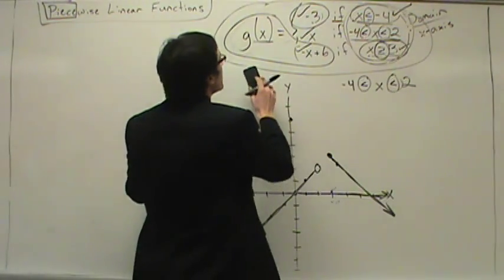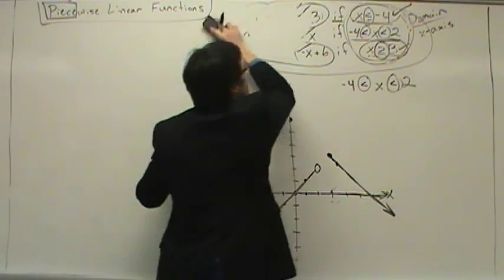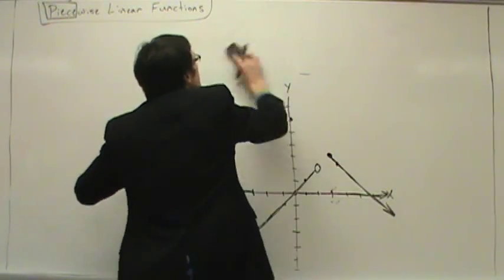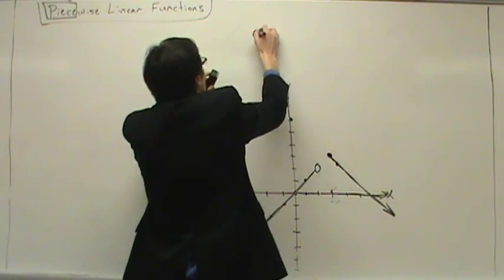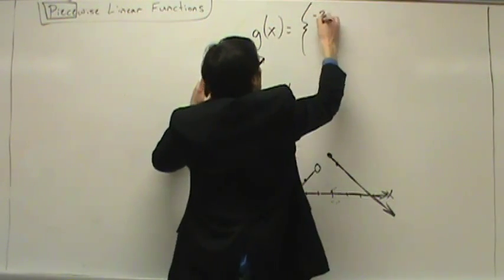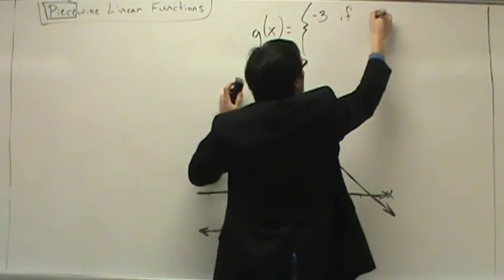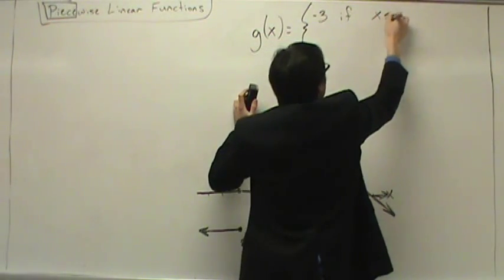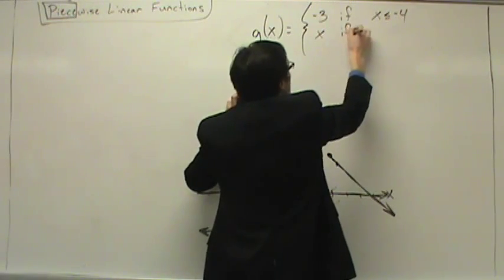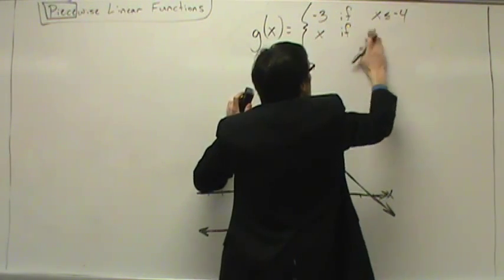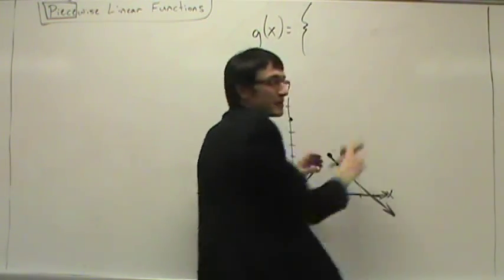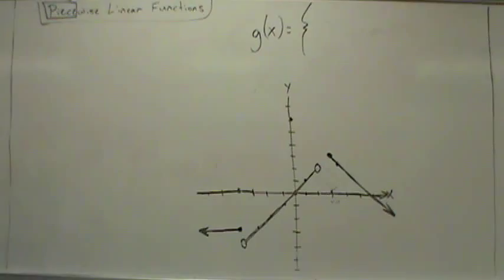Let me see here. So we have g of x. I'm going to rewrite it. -3 if x is less than or equal to -4. It was x if x is... Well, let me give you guys a different example. Here, let me show you another one.